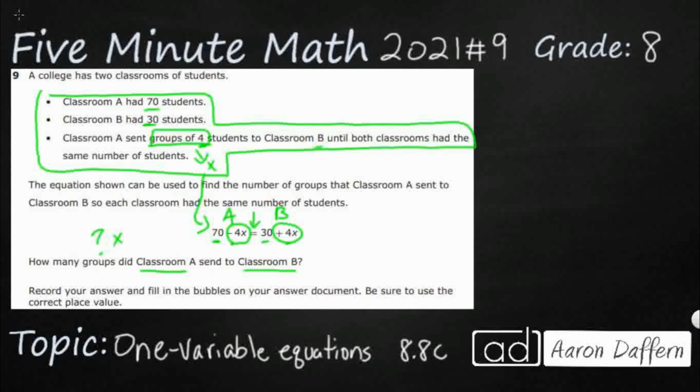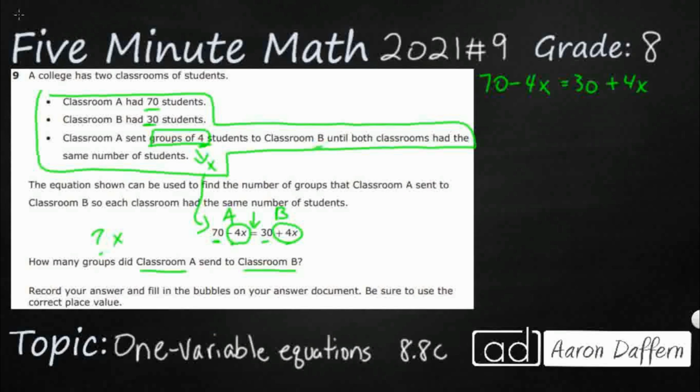So, all of this to say, solve for x. I could have told us at the beginning. Could have saved ourselves a minute. All right, so let's solve for x. I'm going to rewrite this up here to give myself a little bit more room. 70 minus 4x equals 30 plus 4x.